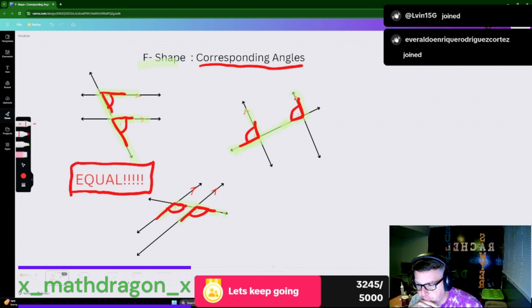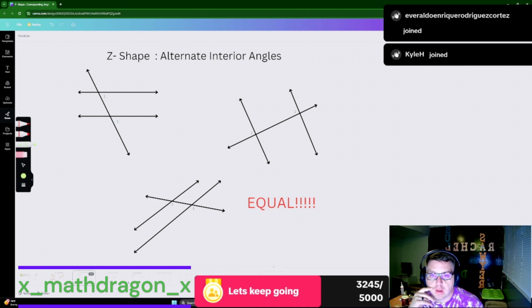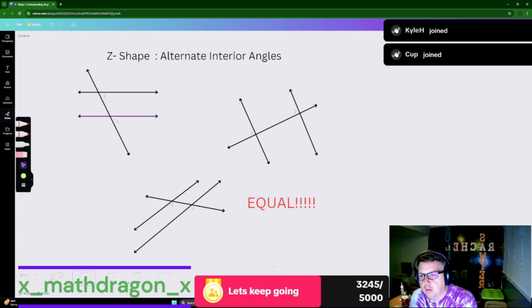Next one, let's talk about the Z shape. So, I didn't move my numbers. Hold on. You did not see this yet. Okay. Okay, I set that up. Set that up. And set that up. Okay. See? Nothing happened. All right.